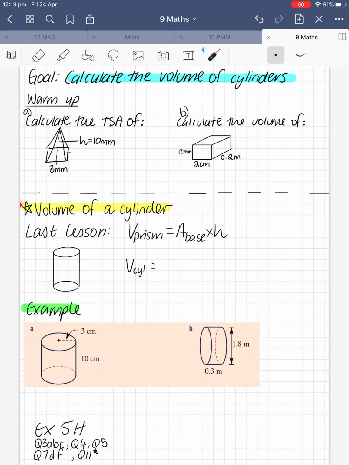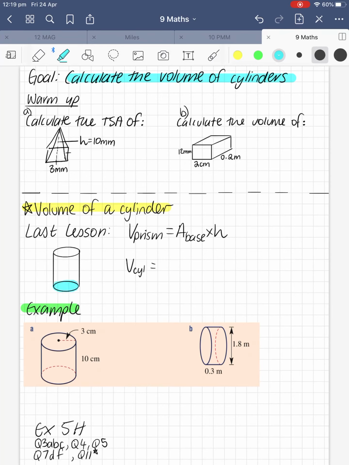All right, now we're going to have a look at the volume of a cylinder, and it's not unlike what we did last lesson. Last lesson we looked at a volume of a prism, and we stated that the general rule for volume of a prism is the area of the base times the height of the prism. This is very, very similar for a cylinder.